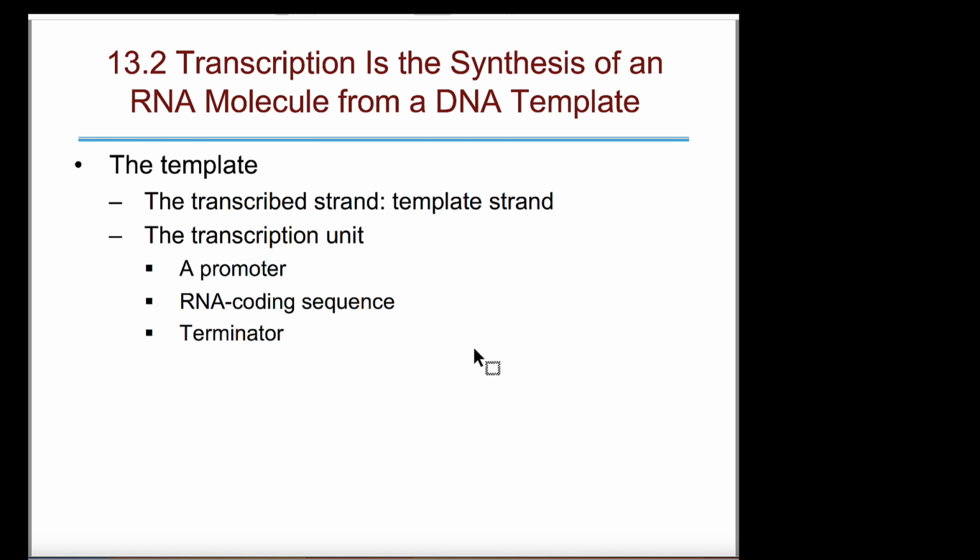Let's talk about these different components. You have the template. Unlike DNA, where there were 2 template strands, the leading and the lagging strand, or the 5' to 3' versus 3' to 5', in RNA transcription there's only 1 template strand. The transcribed strand is the template strand, and it serves as the template to make the daughter RNA strand. Now, the transcription unit is composed of 3 regions: the promoter region, the RNA coding region or sequence, and the terminator region.